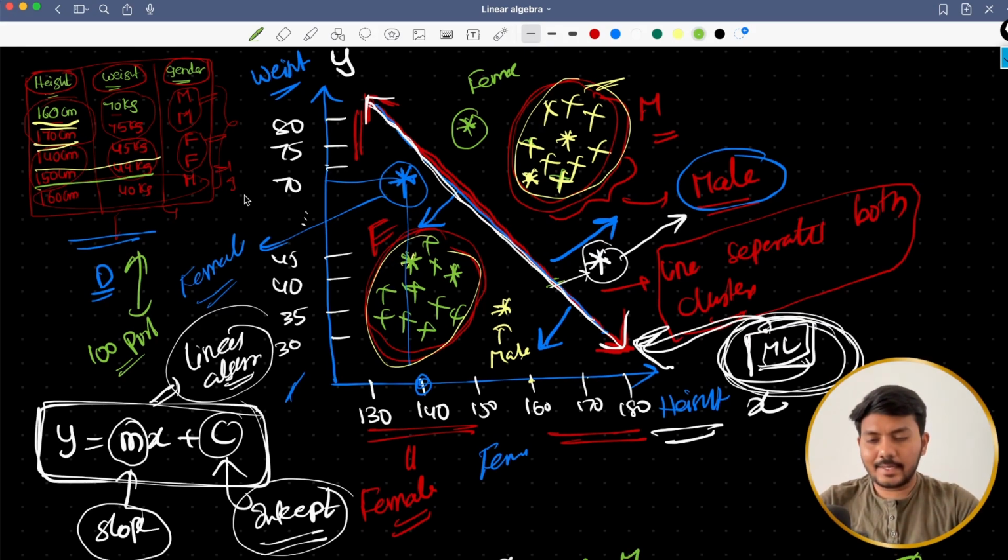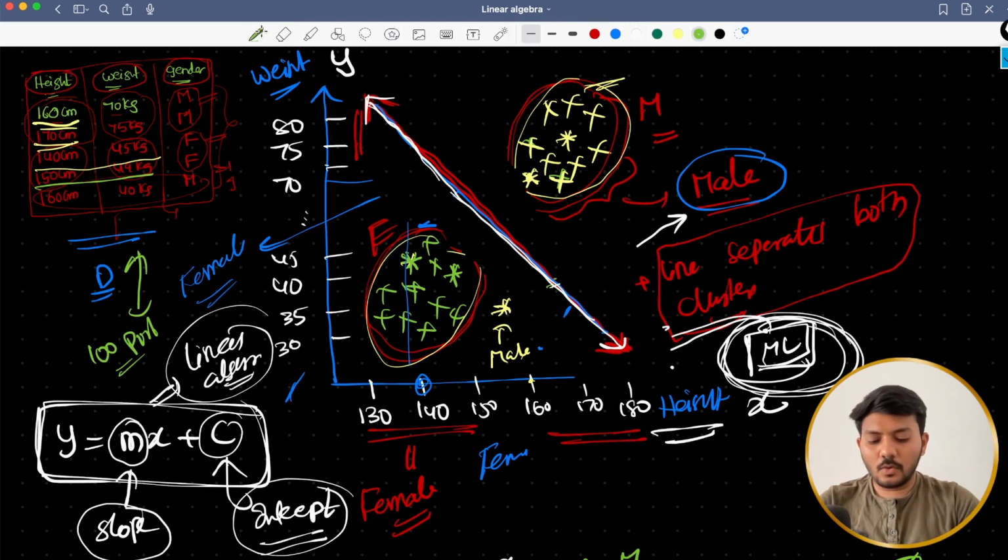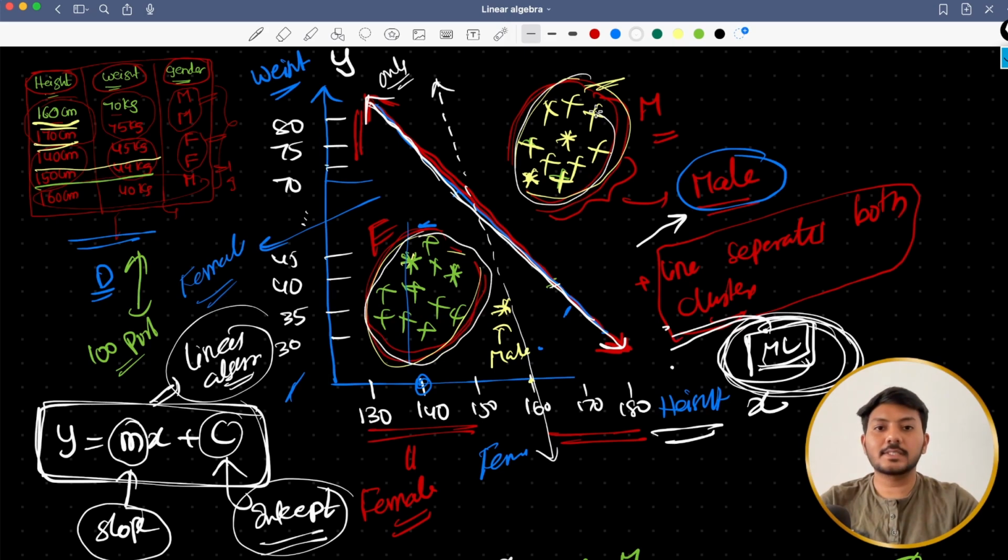Now comes the interesting part. Let me delete a couple of things here. So now you might ask, why only this line? I can draw a line like this, and even this line is separating both of my points. I can draw another line like this.